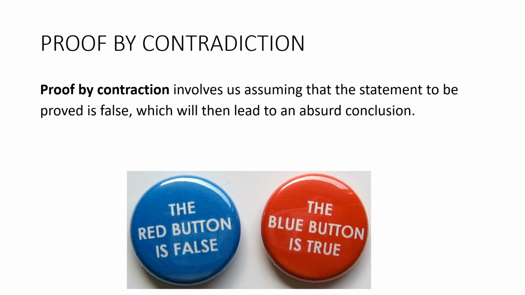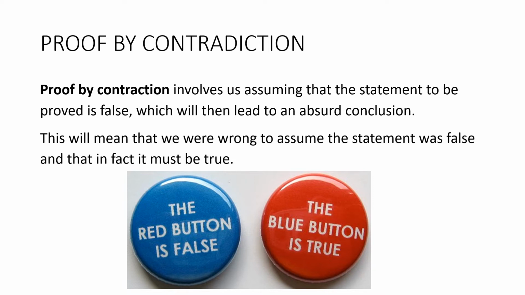This involves us assuming that the statement to be proved is false, which is then going to lead to an absurd conclusion. And this will mean that we were wrong to assume the statement was false in the first place, and that in fact it must be true.